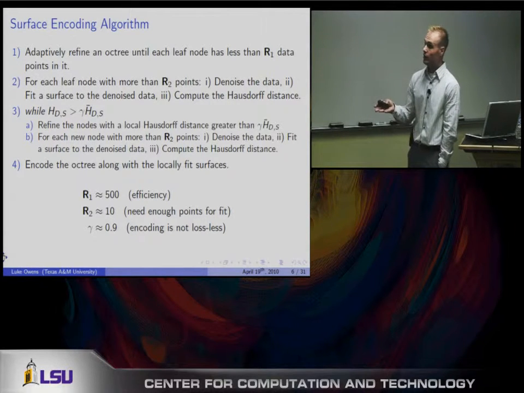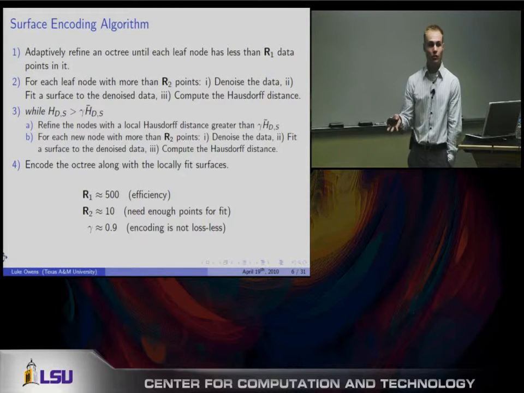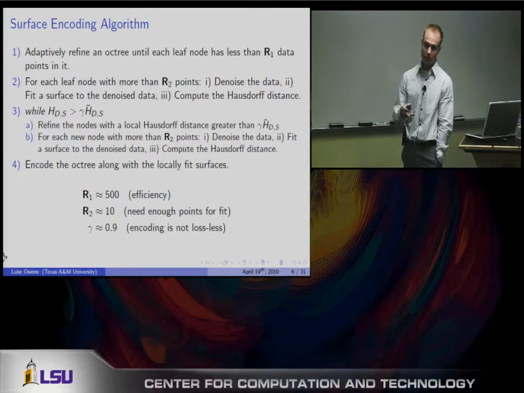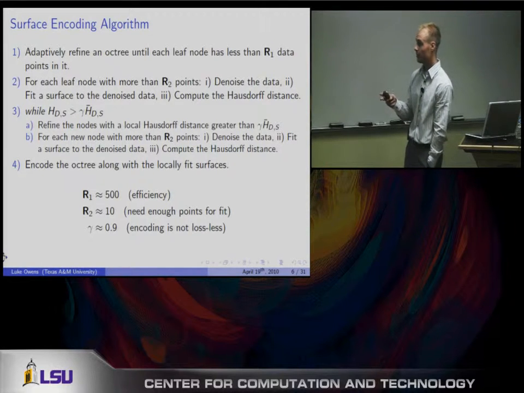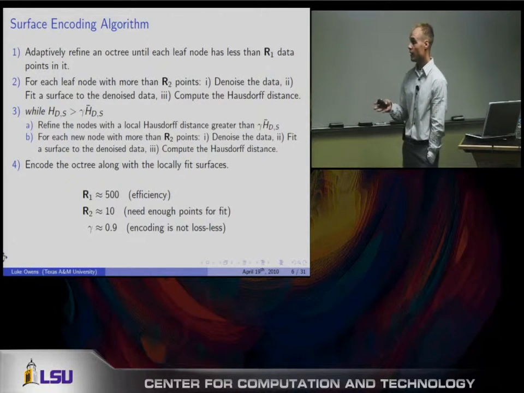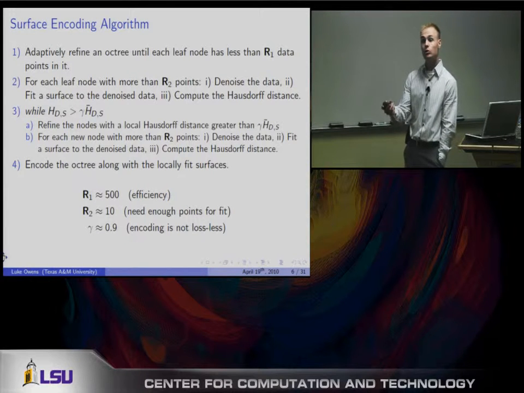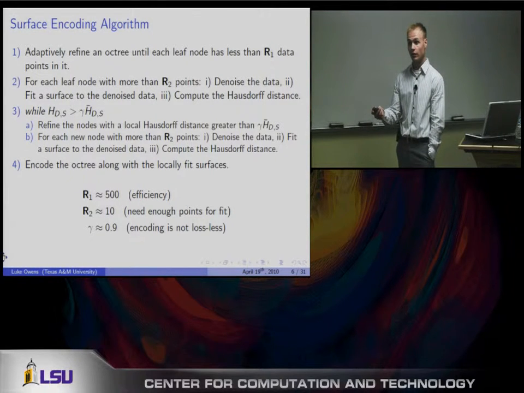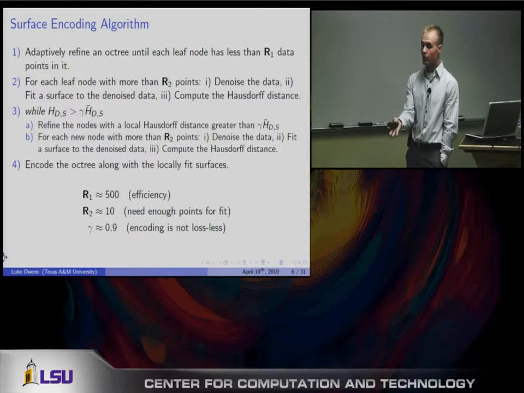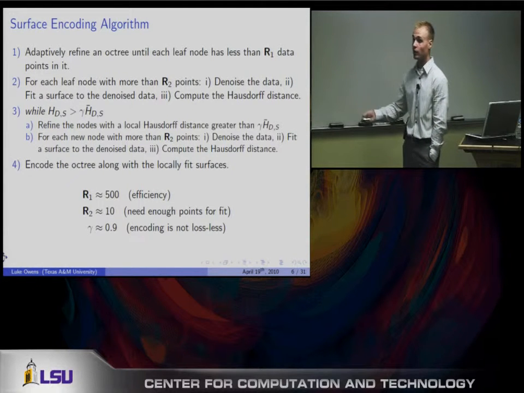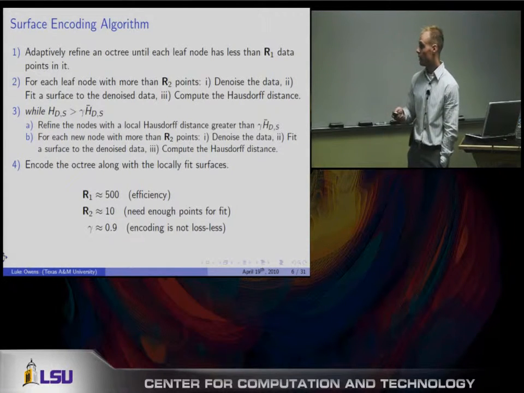R2, again, you need enough points to determine a unique surface. We pick R2, say around 10. You can fit a plane with 3 points, you need 3 points to uniquely determine a plane, but we pick R2 about 10. And then gamma here is, we fit the surface, but then we encode it. So we're going to lose some accuracy in the encoding. If we fit it to within the Hausdorff tolerance, but then we lose something in the encoding, we're not going to be within the Hausdorff tolerance anymore. So this gamma just says after encoding, we're still within this Hausdorff tolerance.